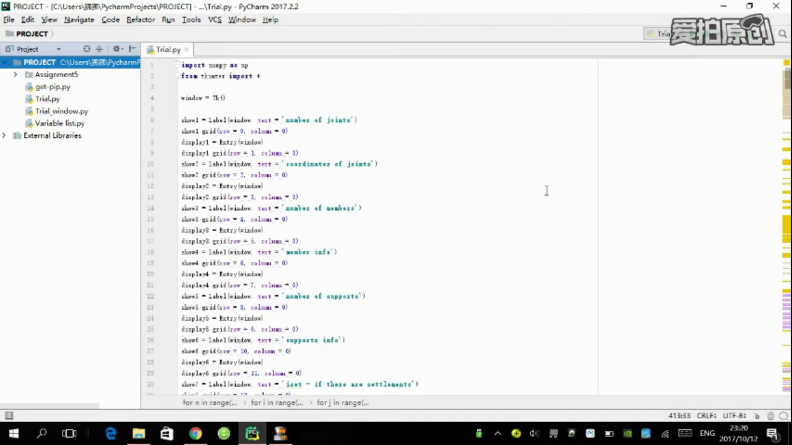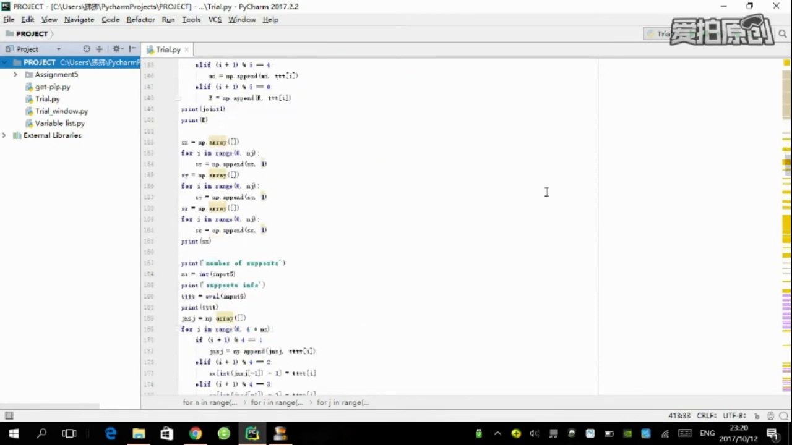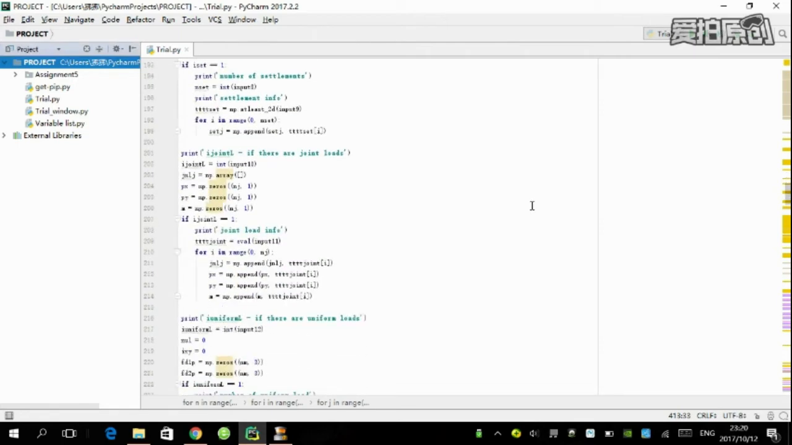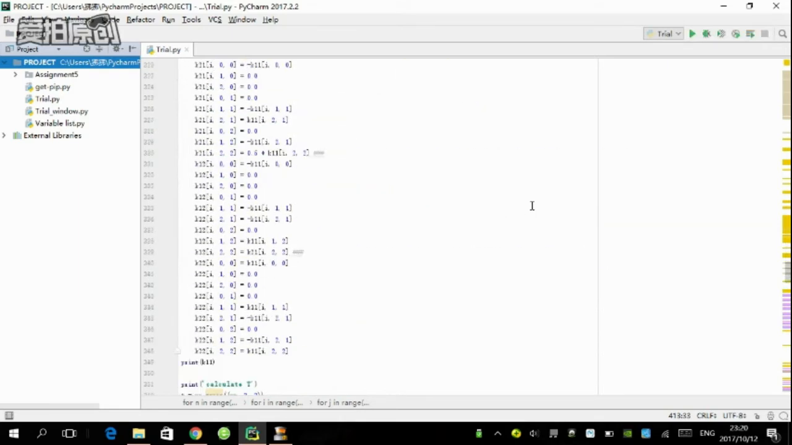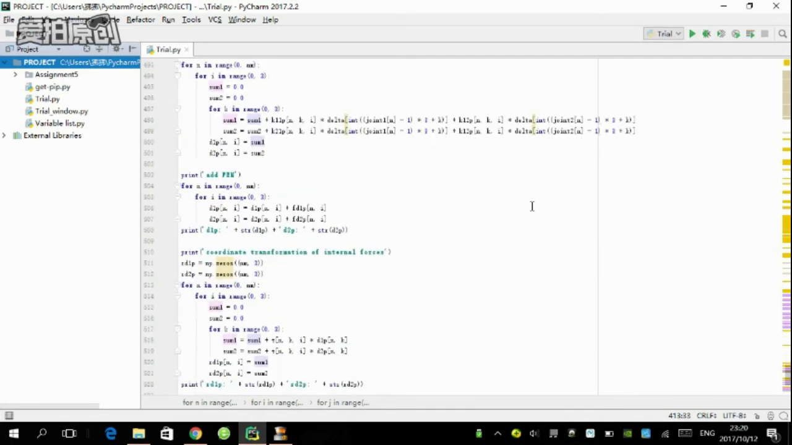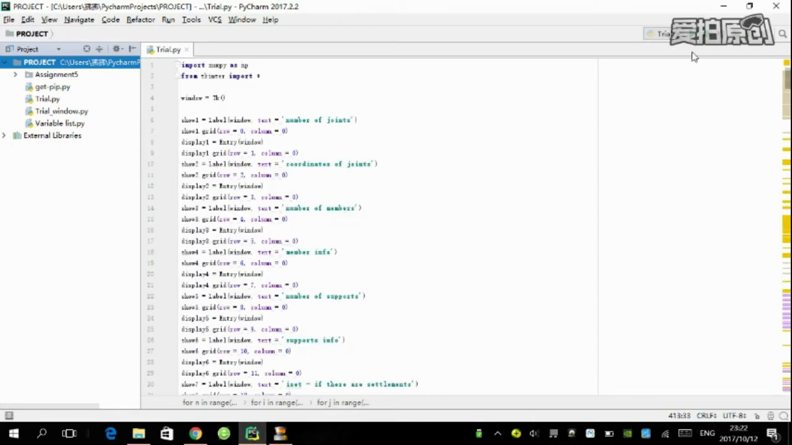So this is the code, and it uses the external package NumPy, and it also uses the internal package Tkinter. The first part is about the user interface, and then this is the calculation. I can see that this program supports solving the 2D structure, with or without settlements, the supports, and also the joint load, the uniform load, and the member loads, which will come up very soon. And then we'll determine the stiffness matrix, and then the forces and the supports are calculated. And then let's test it.